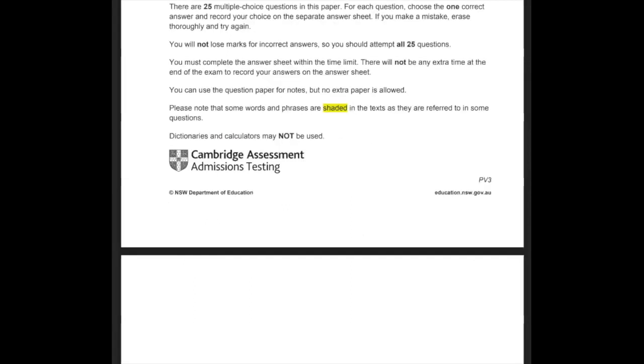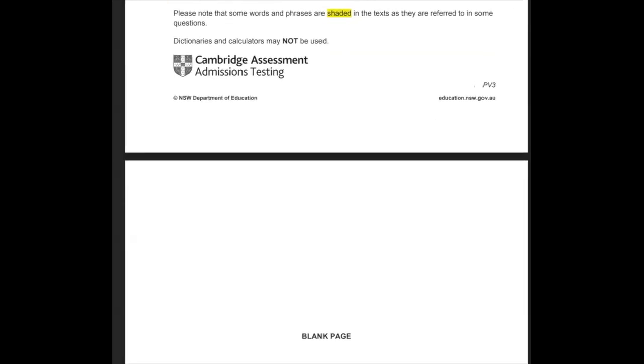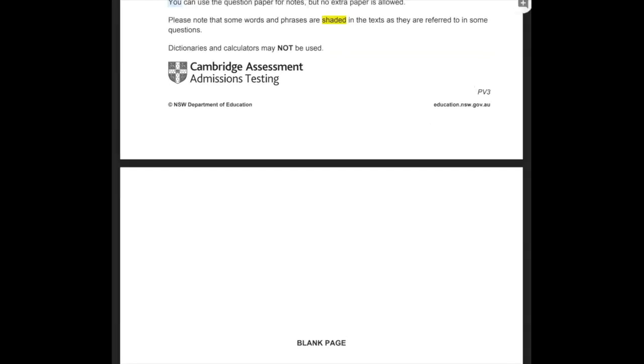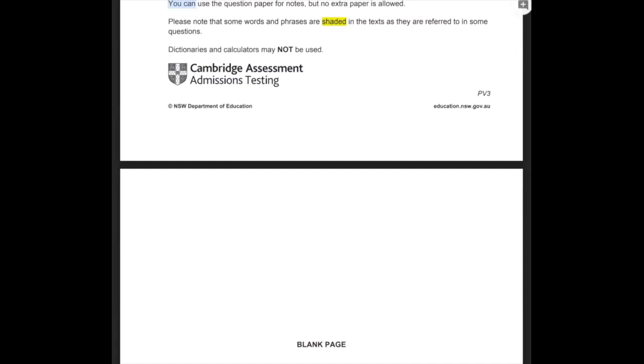The one thing I want to quickly highlight before we go straight into the questions is this phrase over here. It says, you can use the question paper for notes, but no extra paper is allowed. That's very important because that implies that we're allowed to write as much as we like on this question booklet itself. And as we go through the questions, I'll also explain what kinds of things you want to take note of as you're reading the passage for the first time.